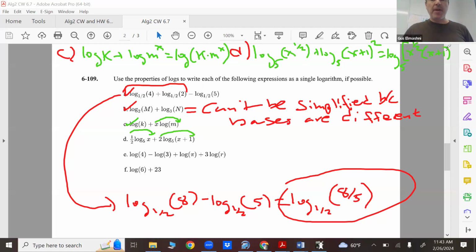It does not, because that would be participating in the order of operations. You don't want to do that. Yeah, it's kind of weird, but it's log base 5 of X to the 1/2 times X plus 1 squared. Right.